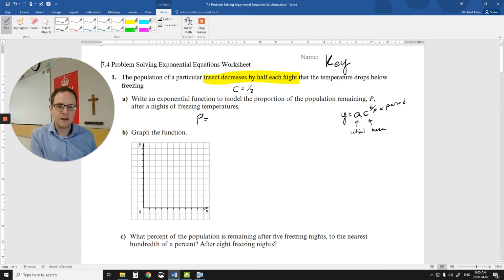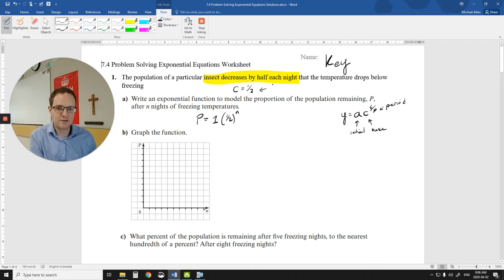Okay. Since we're talking about each freezing night, my period is probably just going to be 1. And they're just going to say N instead of T here. So let's just say I start off with 1 for 100%. And then my base value is a half, and then I'm going to raise it to the power of n. So that's what my equation looks like. And now I can graph that.